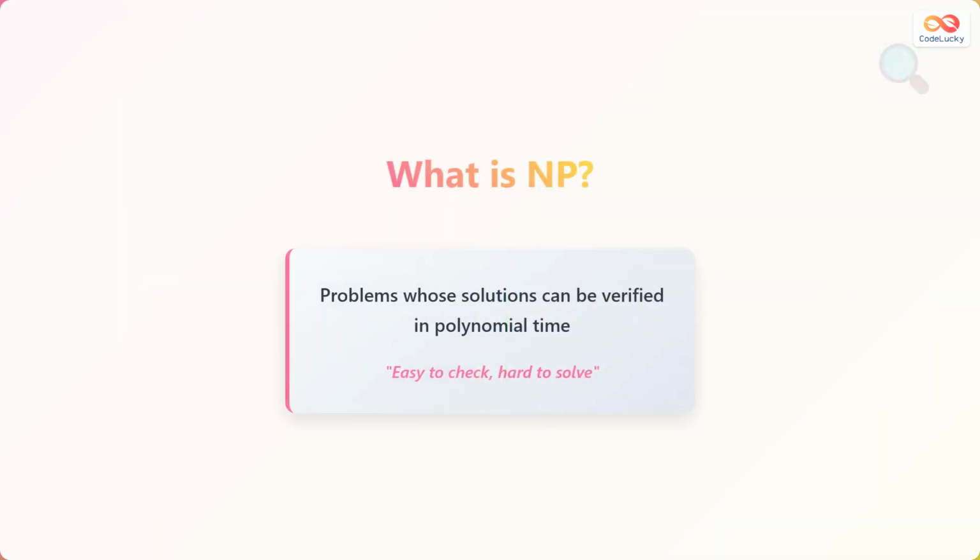Next, we have NP, which stands for Nondeterministic Polynomial Time. These are problems for which, if given a potential solution, that solution can be verified in polynomial time. In other words, while finding a solution might be hard, checking whether a given solution is correct is easy. As the saying goes, these are problems that are easy to check but hard to solve.